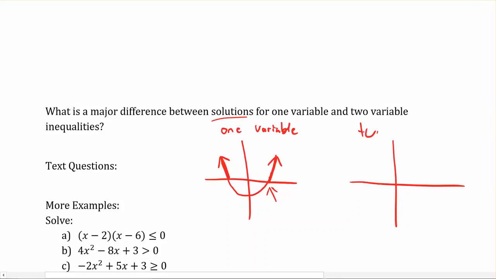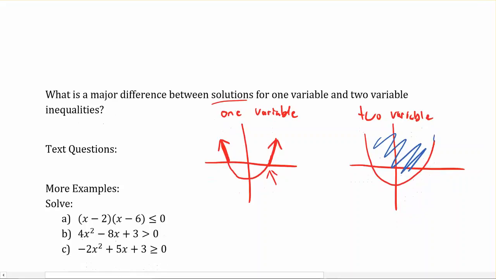Two variable. Sorry about the bad writing. Two variable is that whole shaded area thing. So that's going to be more along the lines of, it could be the shaded area inside that parabola, or if it was saying less than, it could be the outside, and you need to find that point. So that's pretty much it, one variable and two variable.